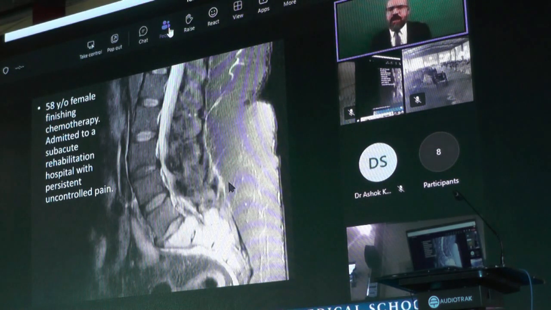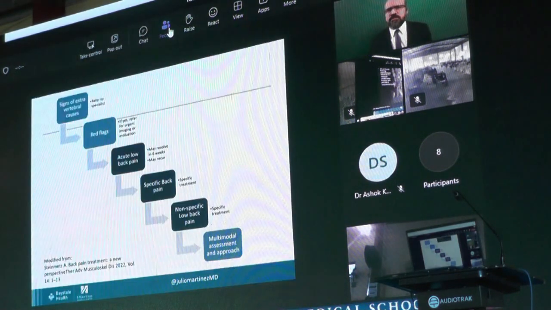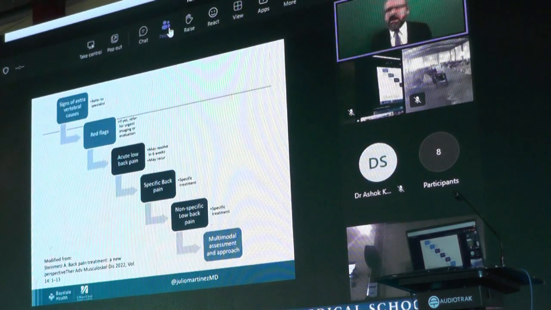And so listen to the patient if they have a history of cancer and if they're having worsening pain. It's very important to think about the possibility of something bad in the spine. Now, when we pass the red flags and we know the patient doesn't have anything that requires urgent evaluation, then we will try to define our back pain.